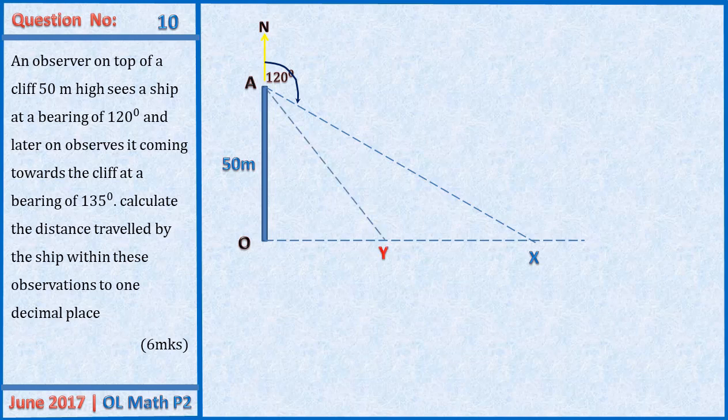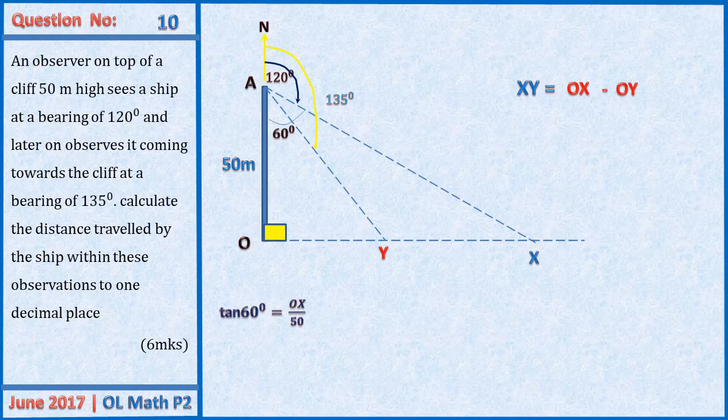Then, after some time, he now sees it closer to the cliff. Let's say at a position Y, and the new bearing now is 135 degrees. This is how this question is sketched. And we have to calculate the distance XY. But note that this triangle is a right angle triangle. So you can use Pythagoras. Now, XY is equal to the distance from O to X minus the distance from O to Y. So we need the distance from O to X and distance from O to Y.